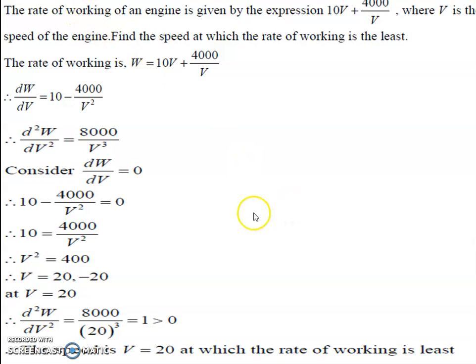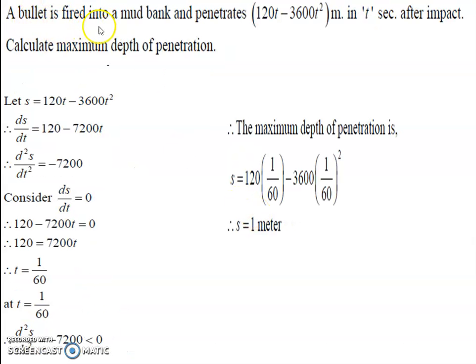A rate of working we have to consider, as discussed above. A bullet is fired into a mud bank and penetrates 120t minus 3600t square metres in t seconds after impact. Calculate the maximum depth of penetration. S is equal to 120t minus 3600t square. What is the variable here? Yes, that is t. So we differentiate with respect to t. ds upon dt: derivative of t is 1, derivative of t square is 2t. 120, 2 into 3600, 7200. So 120 minus 7200t. So differentiate with respect to t again.